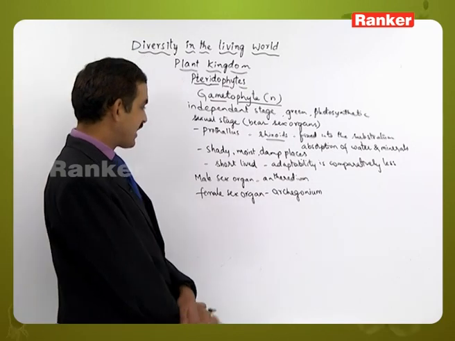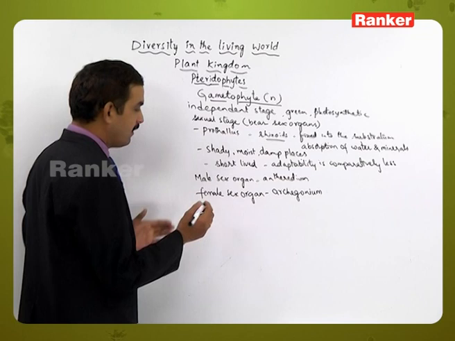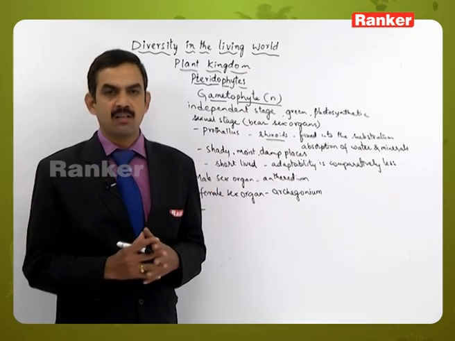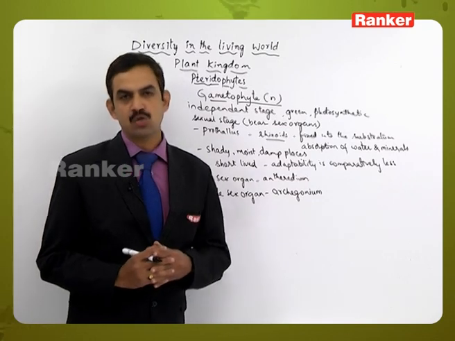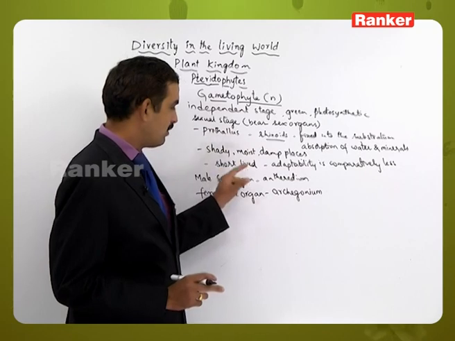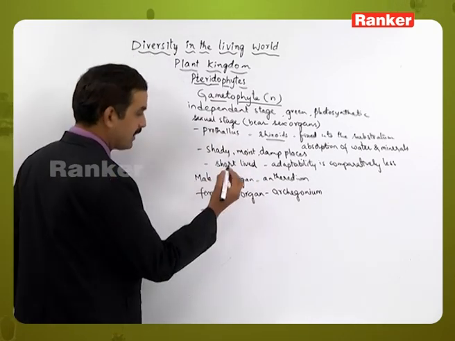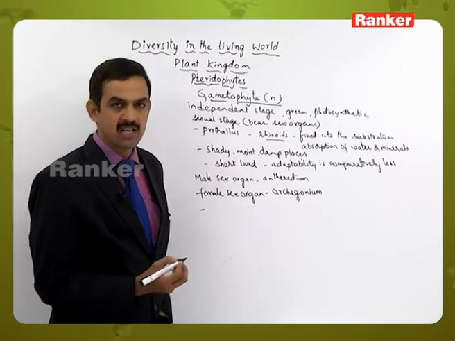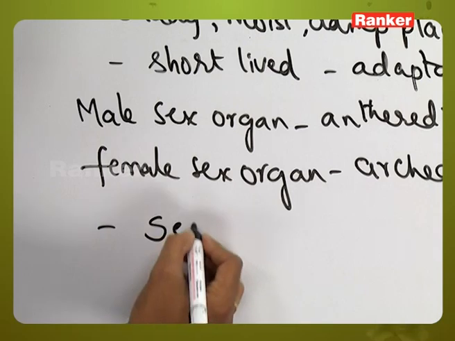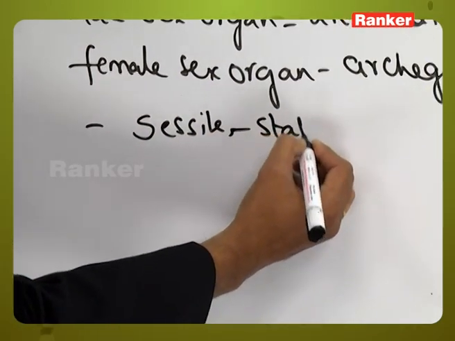Then let us see the structure of these sex organs. Before that, one common feature of the sex organs in which it deviates from that of bryophytes. In bryophytes also the antheridium and archegonium are present, but there the sex organs are stalked. That means they have a basal stalk, but here mostly these are sessile. Sex organs are sessile, that is stalkless.